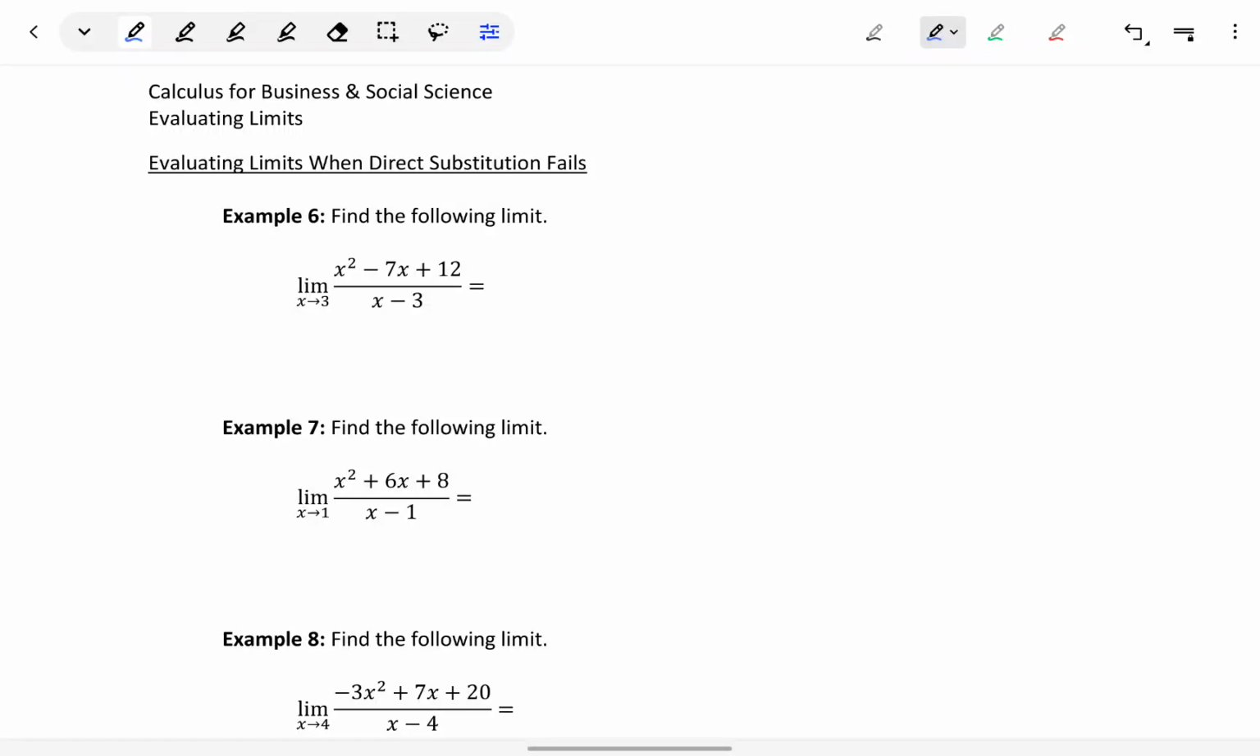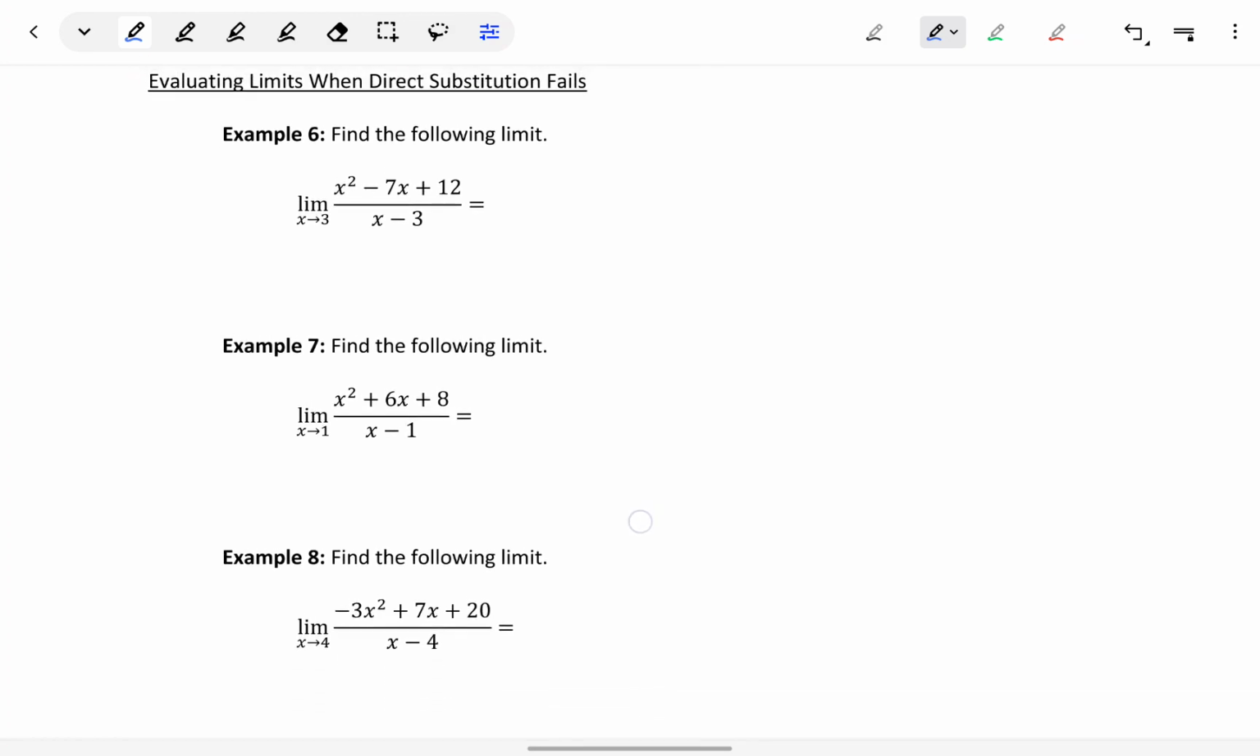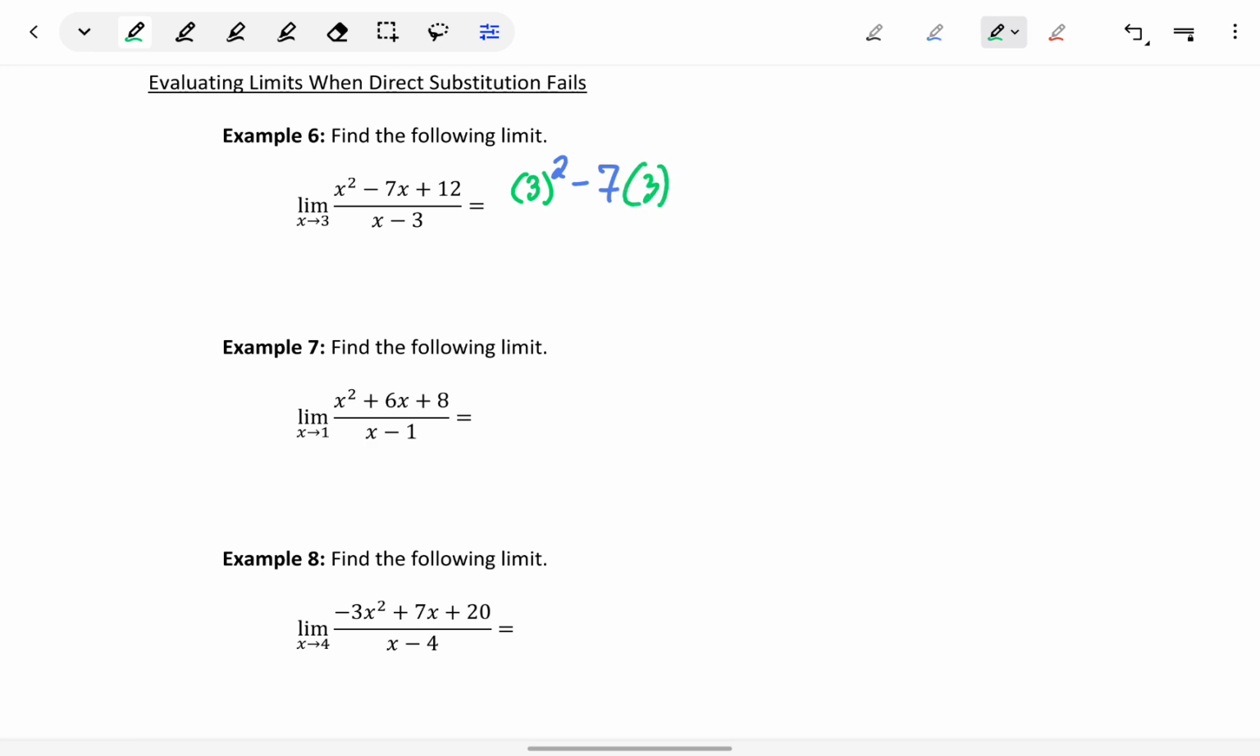As the heading for this section says, evaluating limits when direct substitution fails. Direct substitution will not get us to an answer in these cases. We'll demonstrate how we recognize that with example 6 by trying to evaluate this using that direct substitution technique. So we'll plug in x equals 3 everywhere we can, wherever an x occurs.